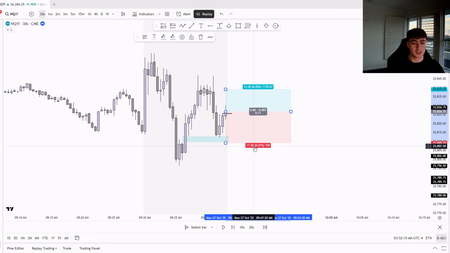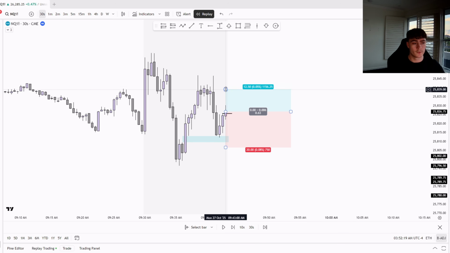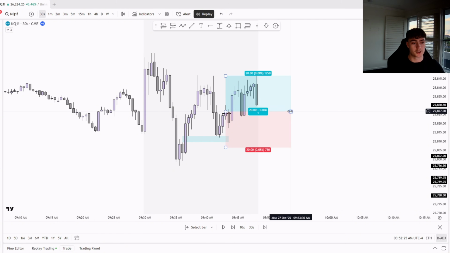Now you can see it's 17.5 points. So I'm going to round up to the next 5-point increment, which is 20. And I'm going to target a 1-to-1 like that. Now play price out. And just like that, we were able to hit take profit in about 4 minutes.